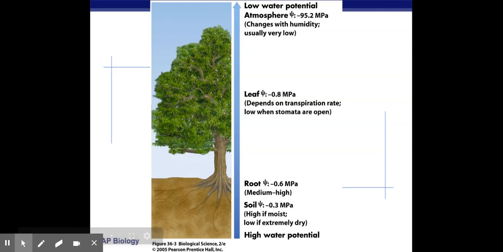I cannot stress that enough. So we have a negative 6 in the roots and a negative 3 in the soil. So we have a higher water potential down at the base, in the soil and the roots, and a lower water potential once we get to the top of the plant, which drives the water, along with our cohesion and adhesion properties, through the xylem and phloem from the base of the plant all the way to the top.